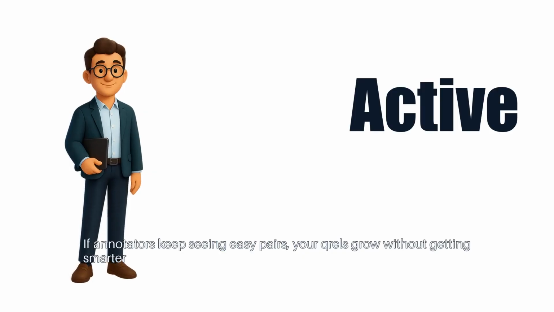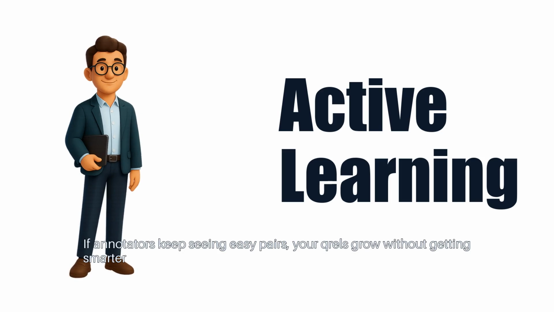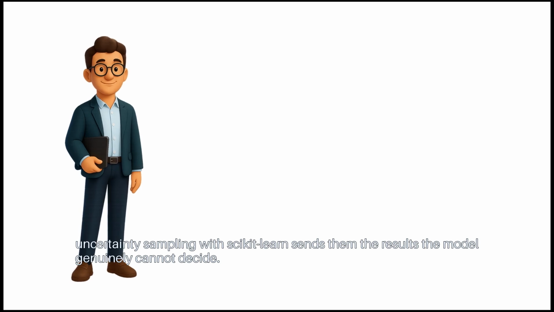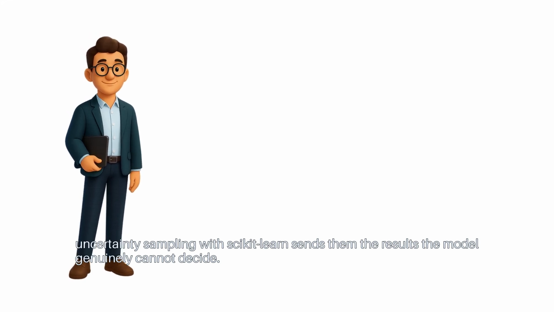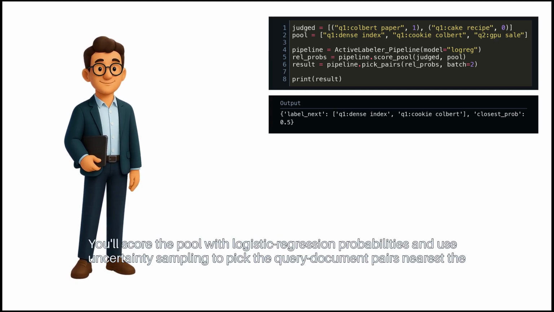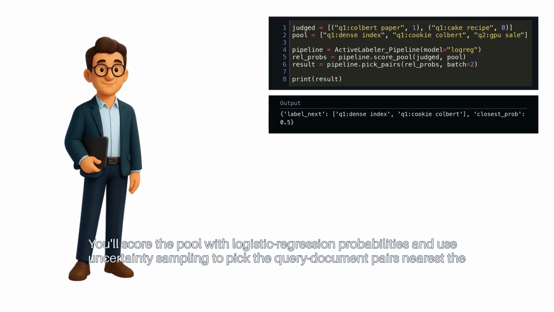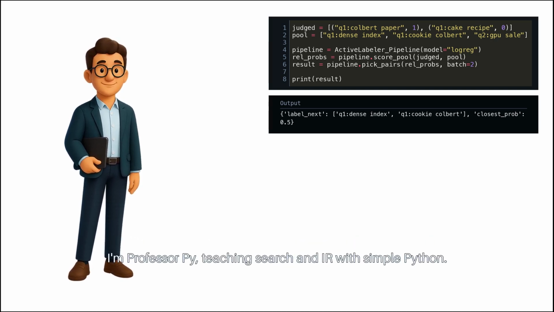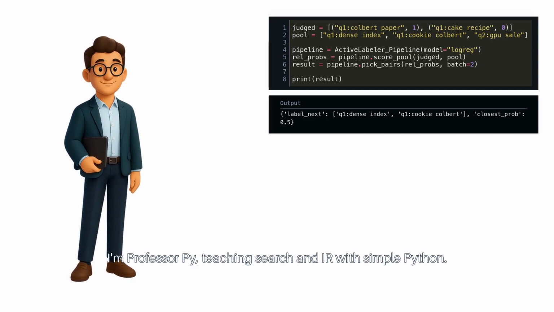If annotators keep seeing easy pairs, your qrels grow without getting smarter. Uncertainty sampling with scikit-learn sends them the results the model genuinely cannot decide. You'll score the pool with logistic regression probabilities and use uncertainty sampling to pick the query document pairs nearest the relevance boundary to label next.